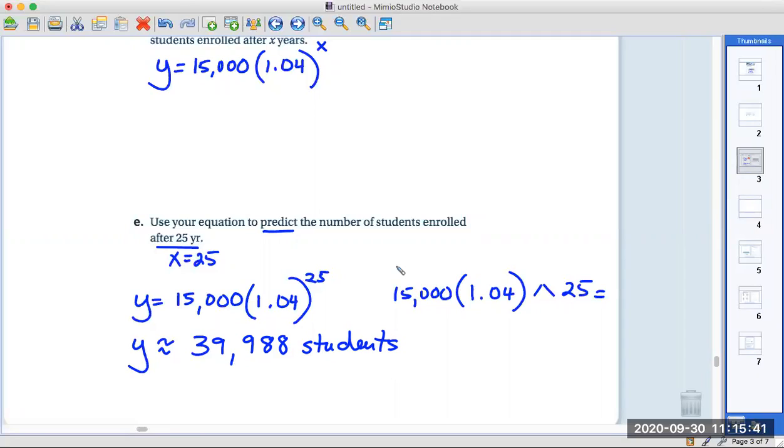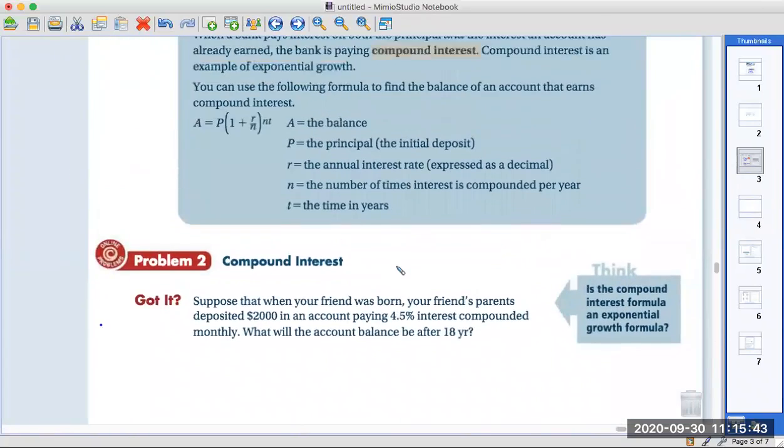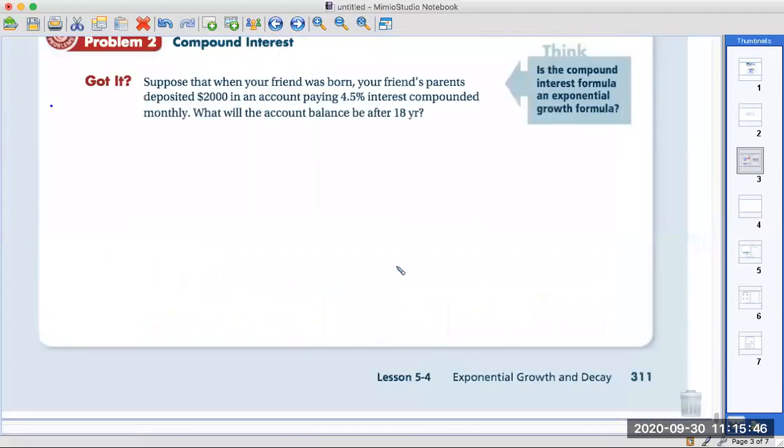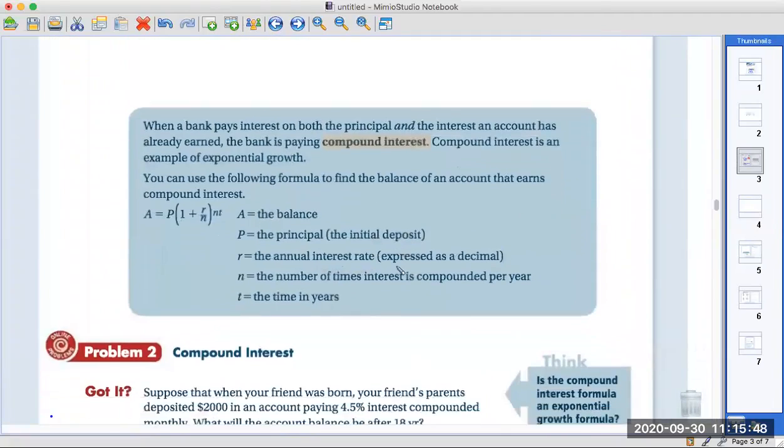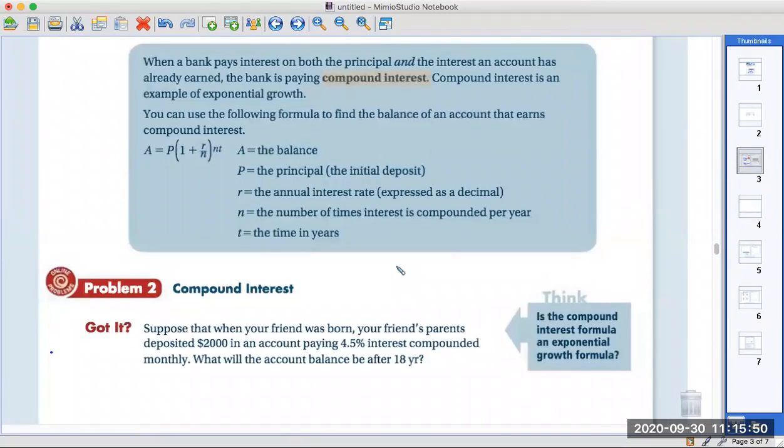Okay, it's the next page. We're in the middle, on page 311. This is interesting. I don't know how much you know about banking, but if you bring money to a bank and invest it, like in a savings account, they pay you interest. The interest means you get a little bit of money each month or every other month added onto the money that you already got.